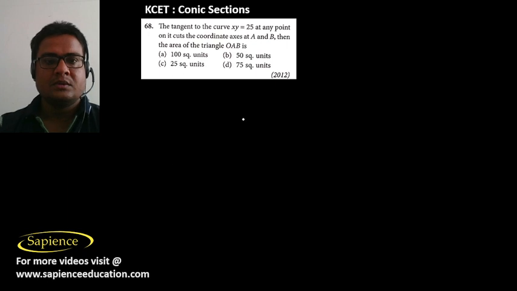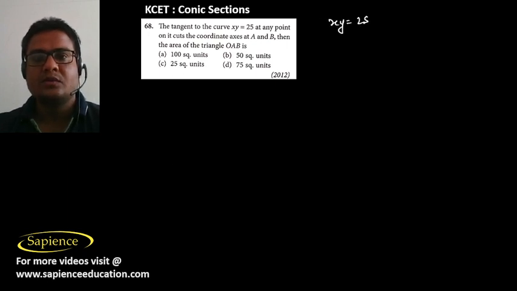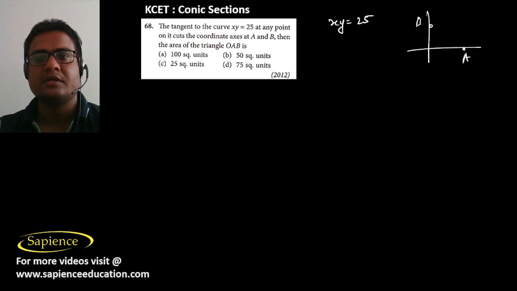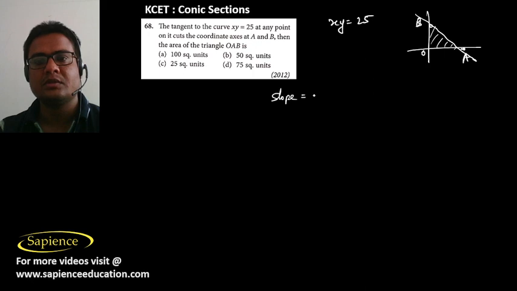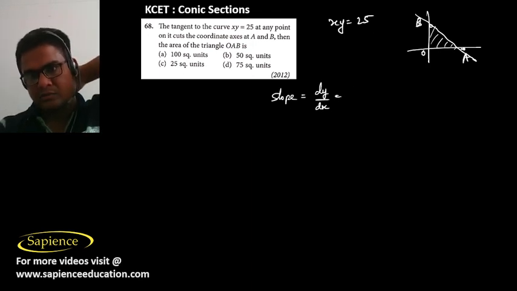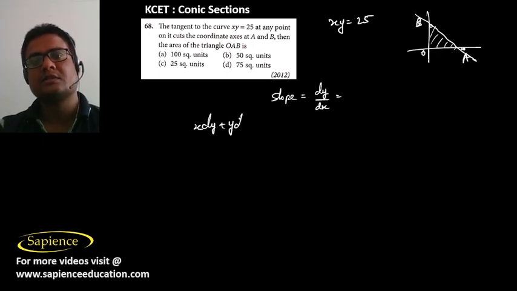Then it is told the tangent to the curve xy equal to 25 at any point on it cuts the coordinate axes at A and B, then the area of the triangle OAB is being asked. So for the tangent to this curve, the slope at that point will be dy by dx. Here we can say x dy plus y dx equal to 0.